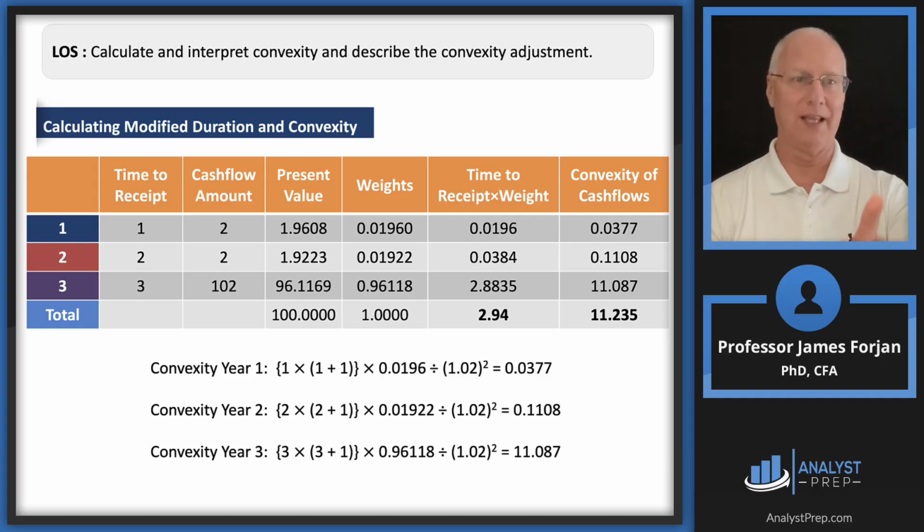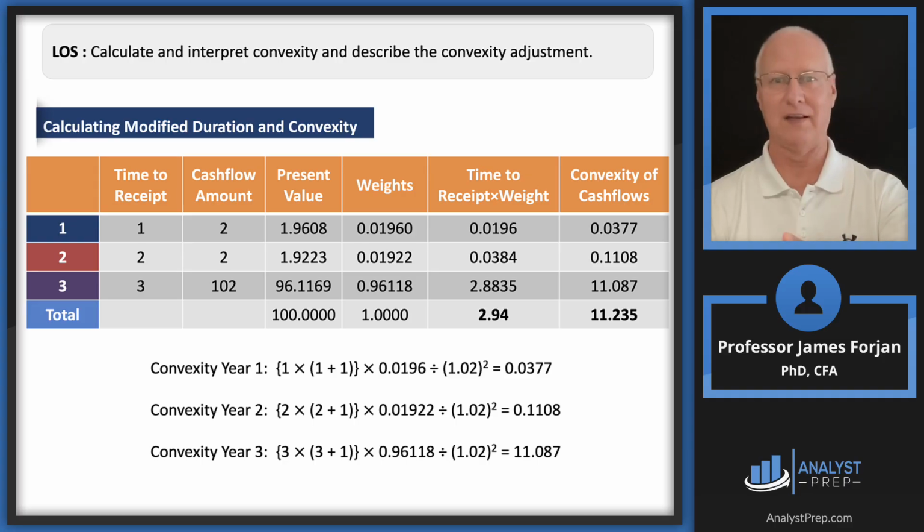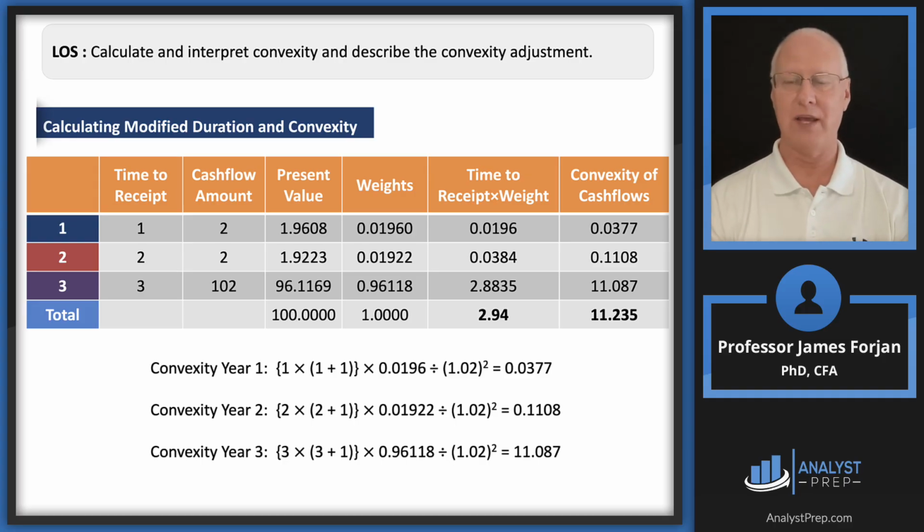So how about, now look at the LOS, calculate convexity. So we need to go to this far right column, and there are the answers, 377, 1108, and then 11.087. So the convexity of this bond is 11.235.